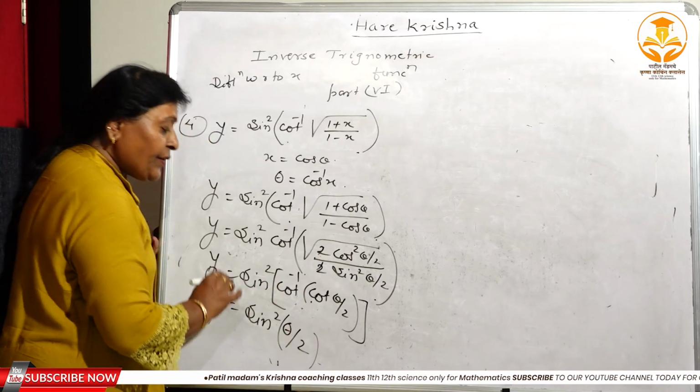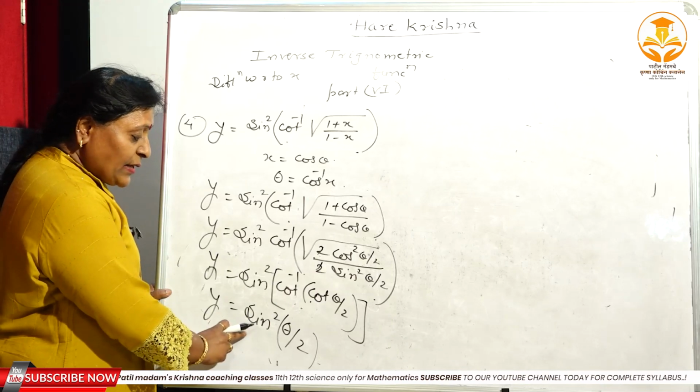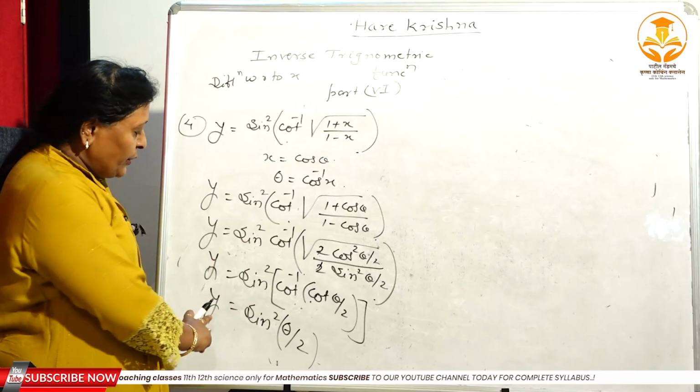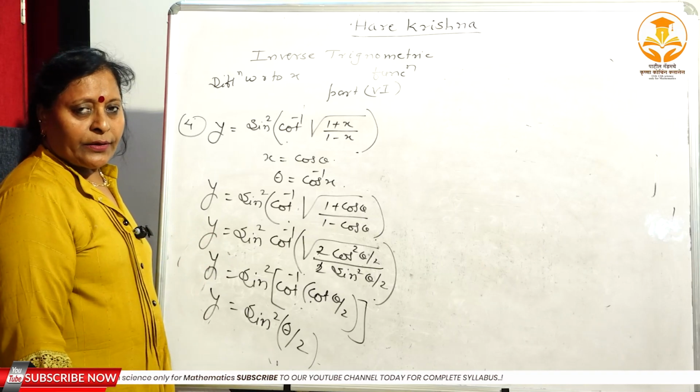Again don't differentiate with respect to theta. So again here you have got y is equal to sin square theta by 2. Again don't differentiate with respect to theta, because we want to differentiate with respect to x.